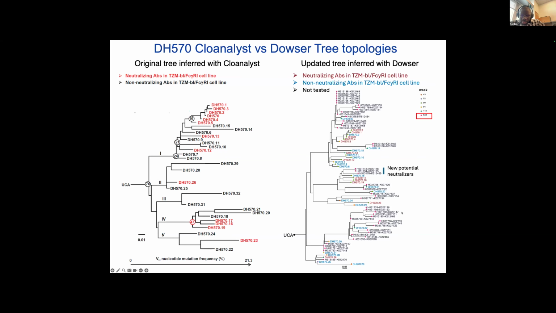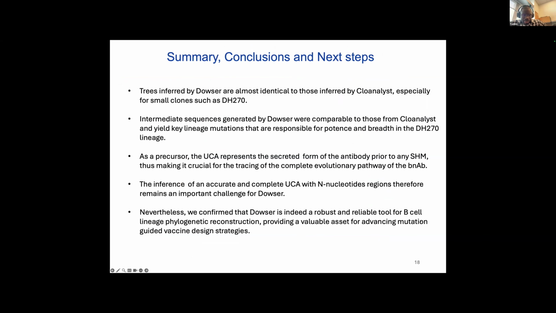From the tree, we can see that DH570.18 had mutated further. It is possible that these new clonal members that have further evolved could have gained higher affinity and breadth. This will need to be confirmed in the lab.